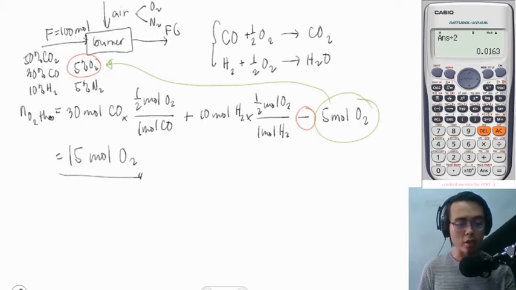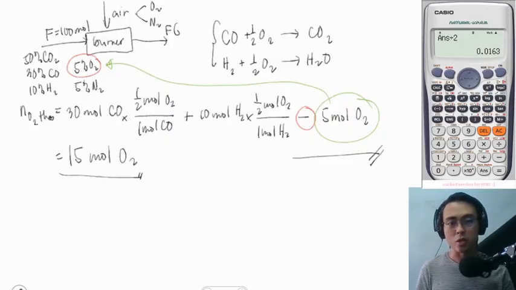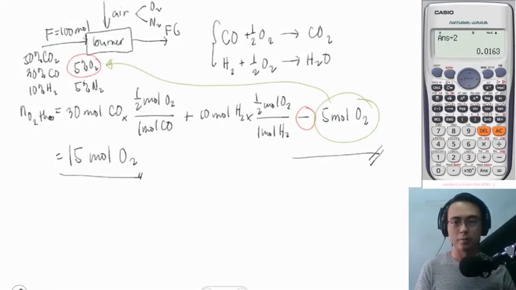If you did not include this minus 5 moles O2, then you are automatically wrong because your answer in here would then be 20 moles of oxygen. So if you're wrong with the O2 Theo, you would also be wrong with the percent excess oxygen, and you would also be wrong in your elemental balances. Okay, so please remember that this is very important. If you have free oxygen, or if you have O2 as part of your fuel, you have to subtract that from your O2 Theo. Let's check the next scenario. A gaseous mixture of 90% CH4 and 10% water. Okay.